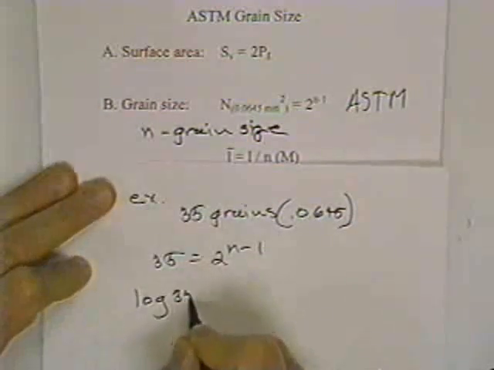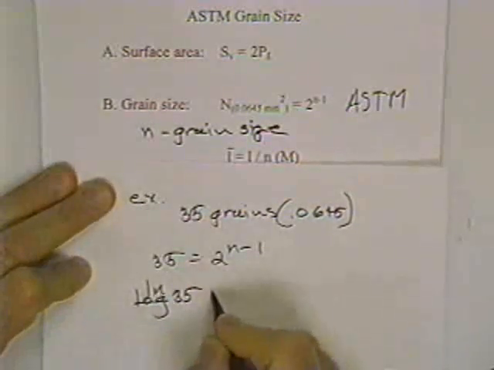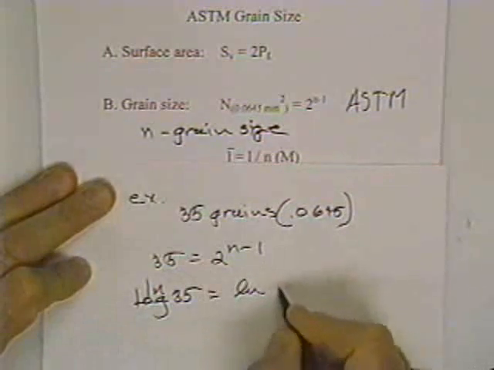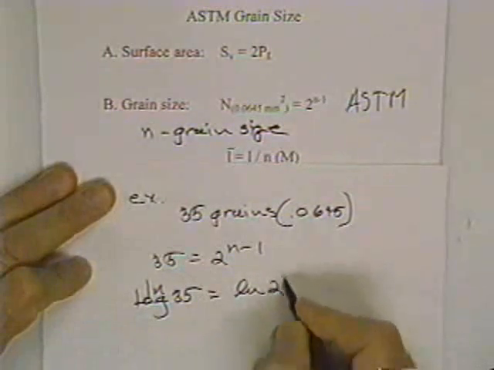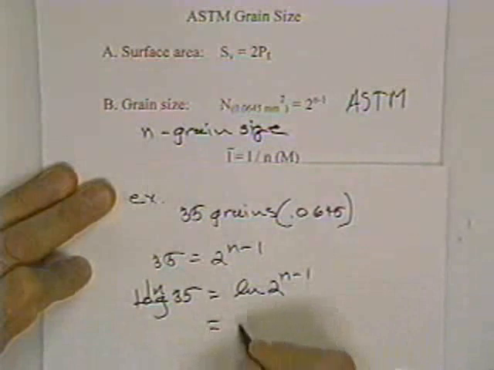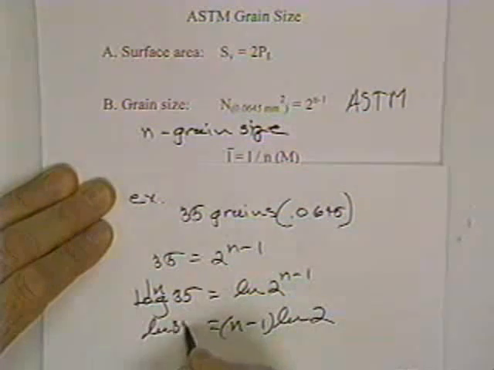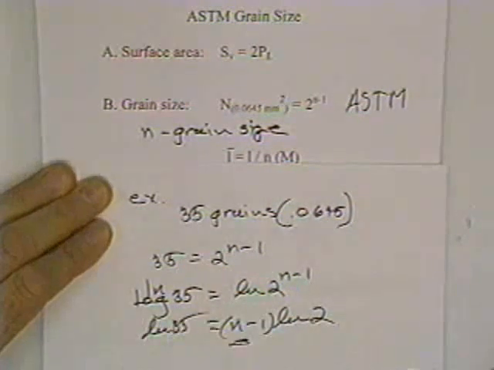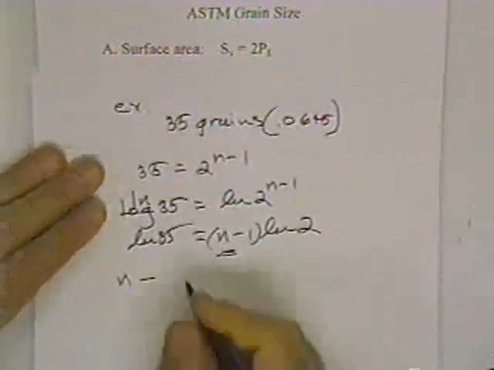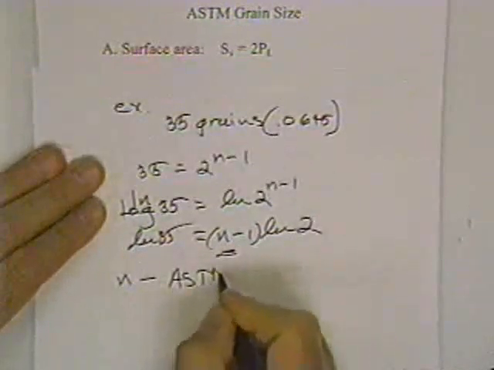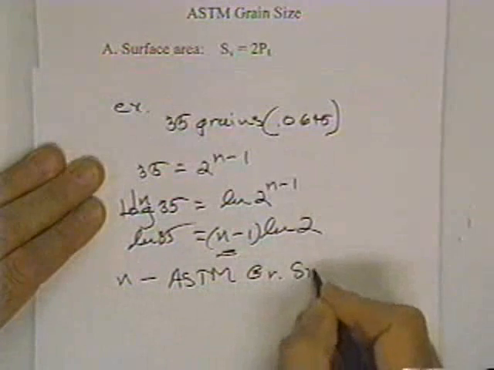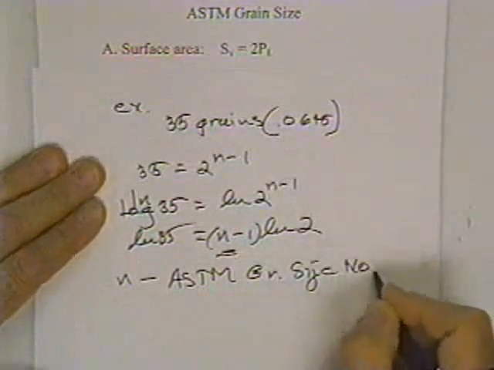You can take the log of 35, or log of 35 is equal to the log of 2 to the n minus 1, and that's going to be n minus 1 times the log of 2. You can go ahead and solve that for n, where n is the ASTM grain size number.